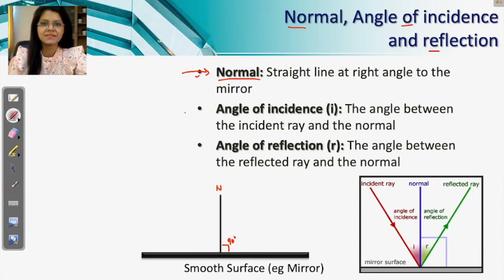Second point, the angle of incidence. It is the angle between the incident ray and the normal. So let us draw the incident ray. Our incident ray is a ray of light which is incident, which is falling on the mirror. The red line that you see here that has appeared on the screen is your incident ray. So let us name this ray. This is called your incident ray.